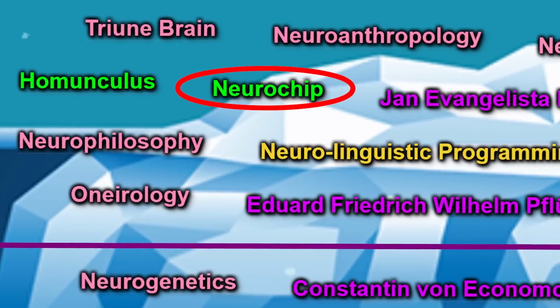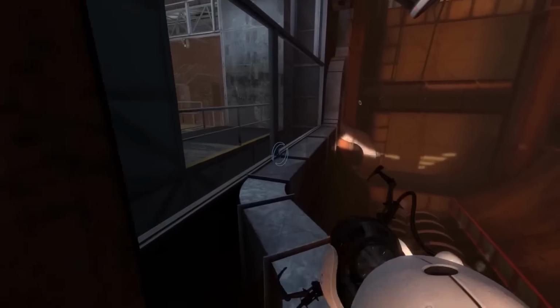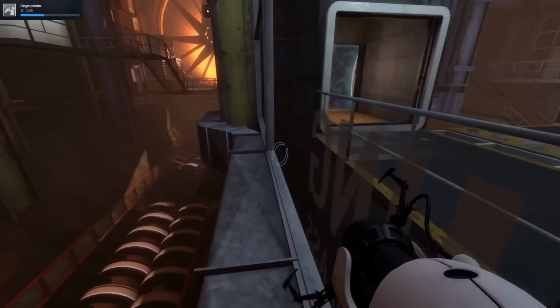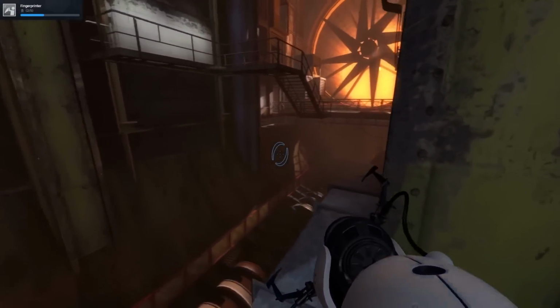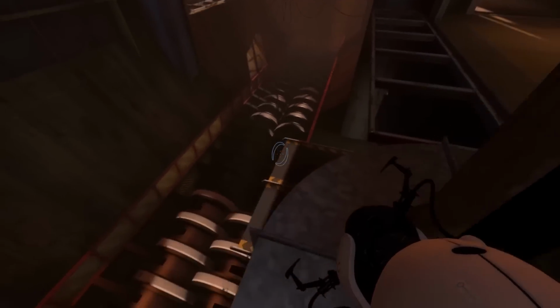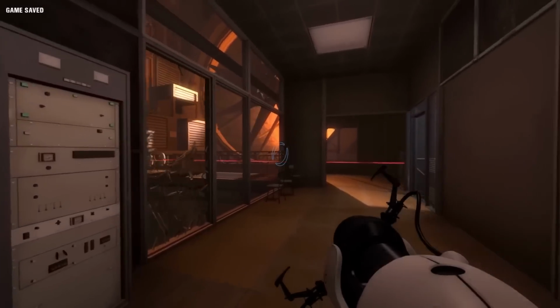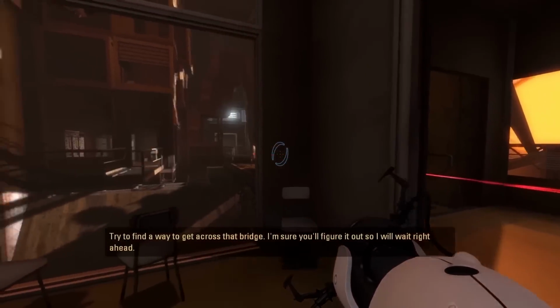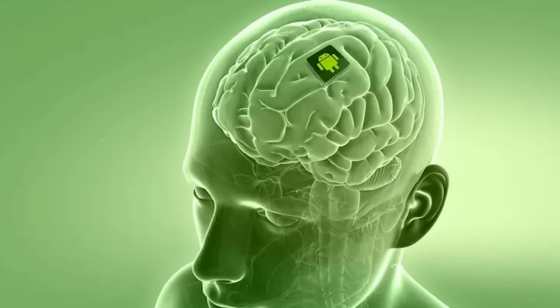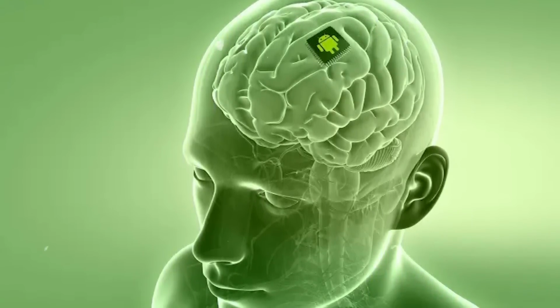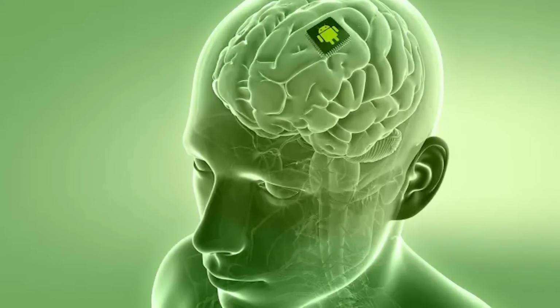Alright, next let's talk about neurochips. Imagine having a tiny, sophisticated device that can seamlessly interact with your brain. This is what a neurochip is. These microchips are designed to interface directly with the nervous system, offering remarkable potential for both medical and technological breakthroughs. At its core, a neurochip is a small electronic device that can be implanted in the brain or attached to nerves. Think of it as a high-tech bridge connecting your biological brain with digital technology.